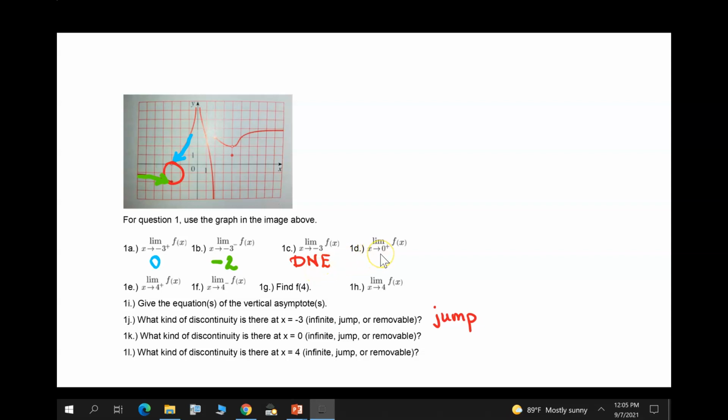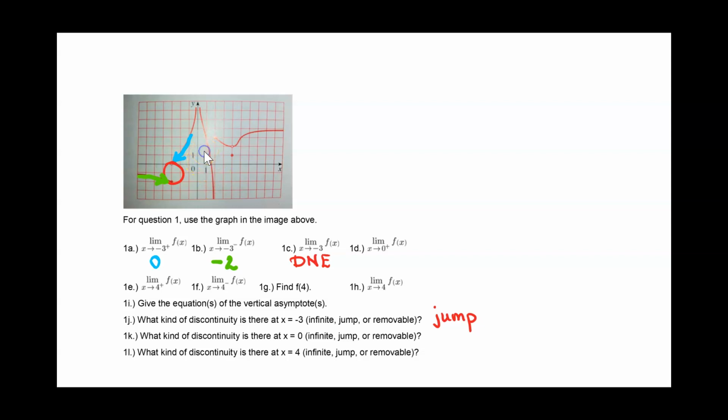Alright, then they ask us to find the limit approaching 0 from the right. So if we are approaching 0 from the right, here's 0, and from the right-hand side we would be on this piece. And so approaching 0 from the right, you can see that's going off to positive infinity.